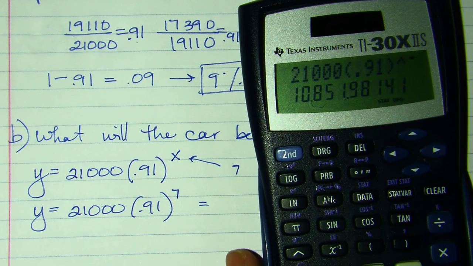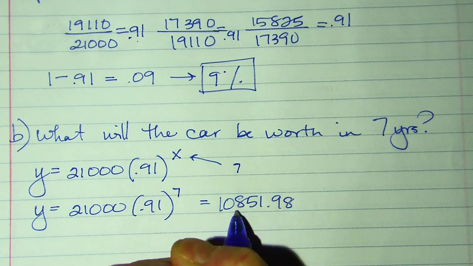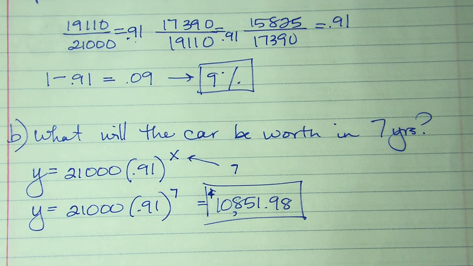And I get $10,851.98. You have two like that on your homework. And that is the end.